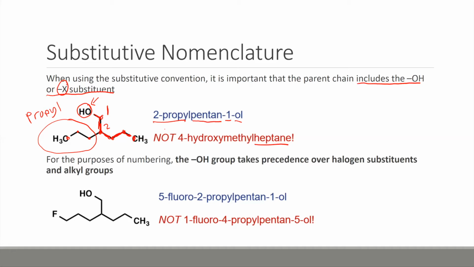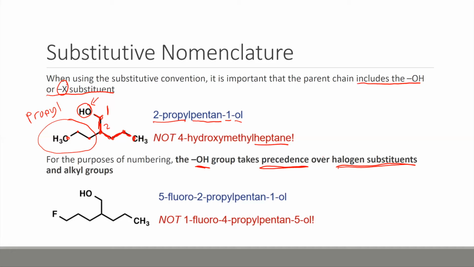Now, when you are numbering, if you have both OH groups and halogen substituents, and also alkyl groups there, the OH group always takes precedence over a halogen group. Meaning that if you have to decide which gets the first position and which gets the second position, or 2 numbers in general, the OH always is going to get the lower number compared to a halogen and compared to an alkyl group.